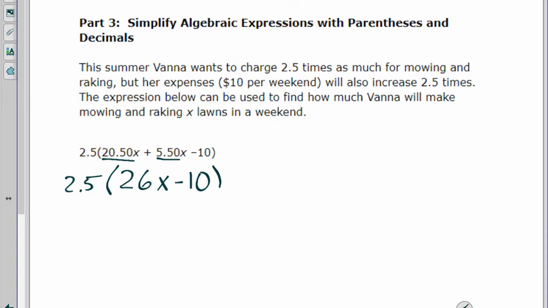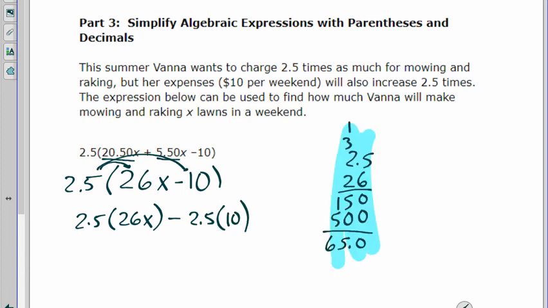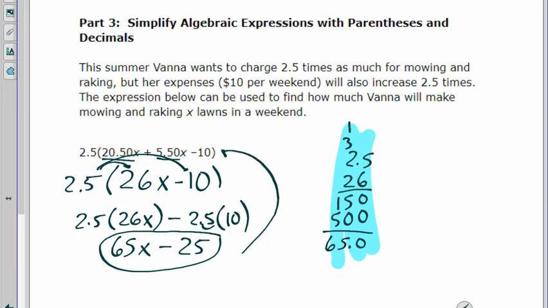And now I can use the distributive property. 2 and 5/10 times 26x minus 2 and 5/10 times 10. That's the distributive property right there. And off to the side, I multiply 2 and 5/10 times 26, and I got 65x minus, and 2 and 5/10 times 10, I just move my decimal over one place, making it 10 times bigger, 25. And there is the simplified expression. And you can see why we call it simplifying. Look how complicated this is and how simple that is.